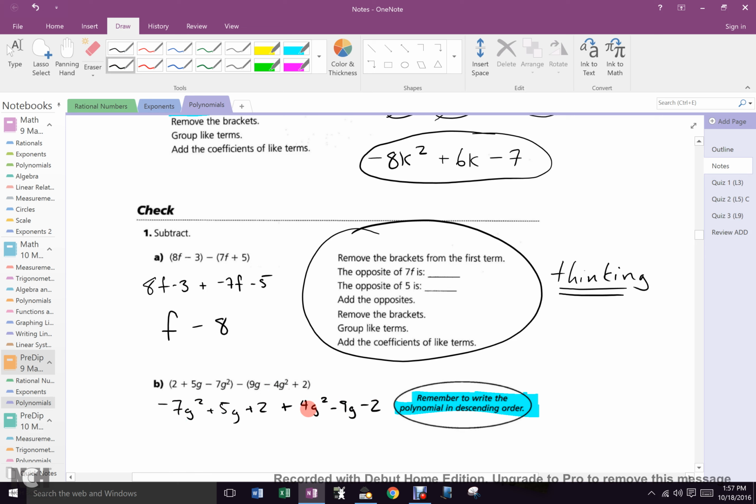7g squared, negative plus 4? Minus 3g squared. Done. 5g minus 9g, minus 4g. Done. And 2 minus 2? Gone. Done diddly-done. Cool in the Gang?